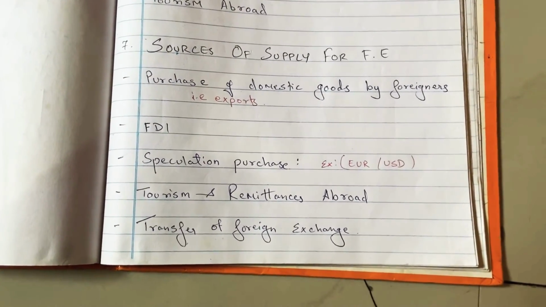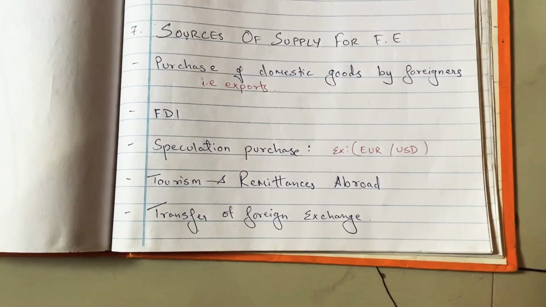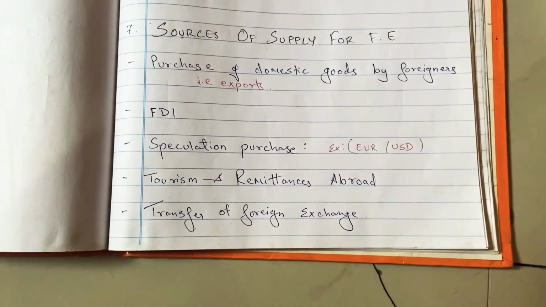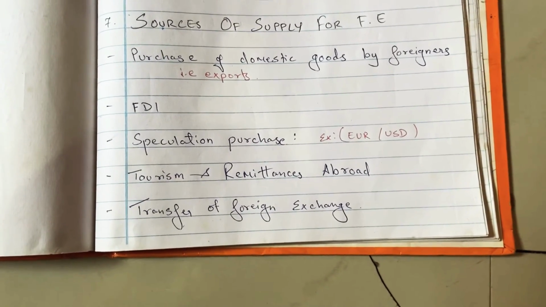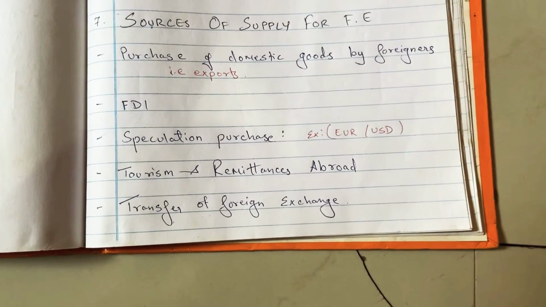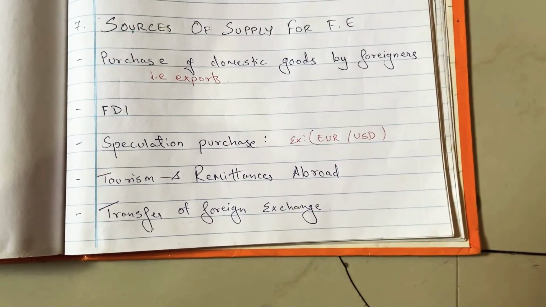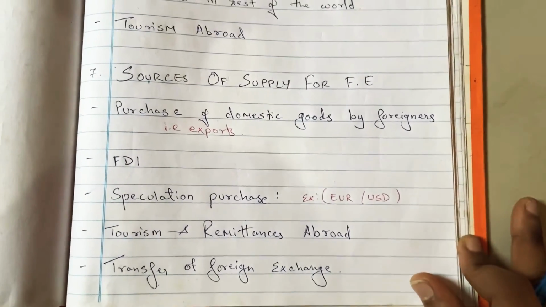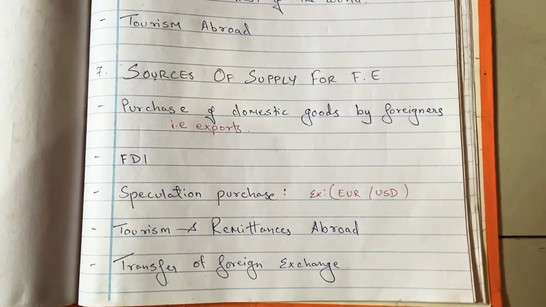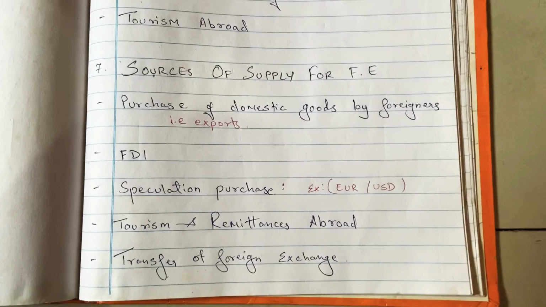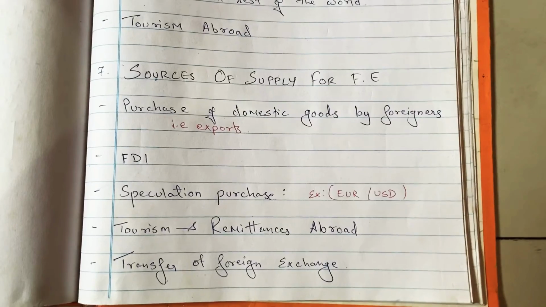Now speculative purchase. When a trader feels that there are chances in the market and he is going to earn some handsome profit, then they get involved in speculative purchase. For example, I purchase a product for ₹10 and sell it in the foreign market in another currency for ₹12. The difference of ₹2 is my profit. This is called speculative purchase, buying on one platform for a lower price and selling on another market for a higher price. The difference is the profit.